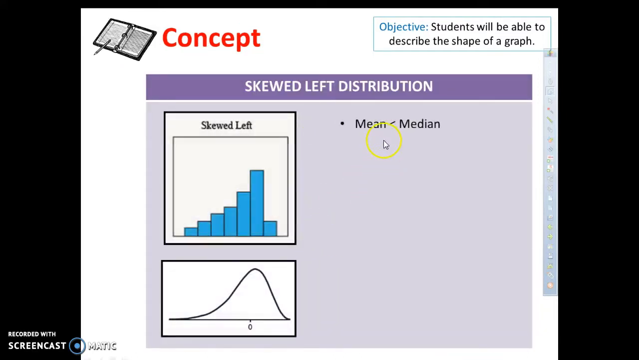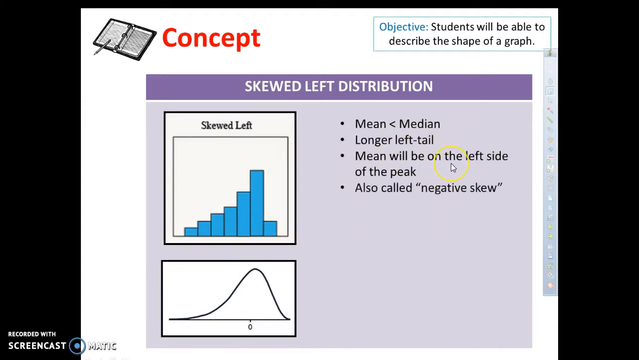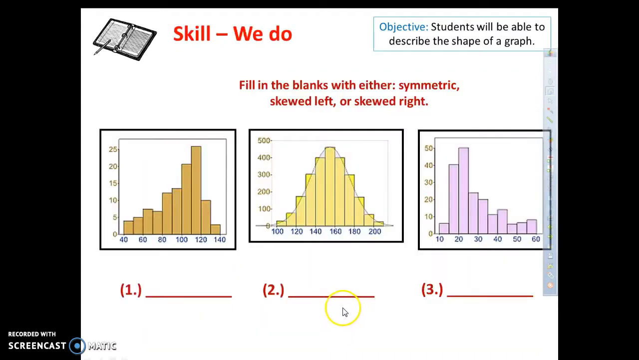So notes for skewed left. The mean is less than the median. We have a longer left tail. The mean will be on the left side of the peak, and we call this negative skew. Okay, so it's very easy to identify with the long left tail. So let's go ahead and look at some examples.